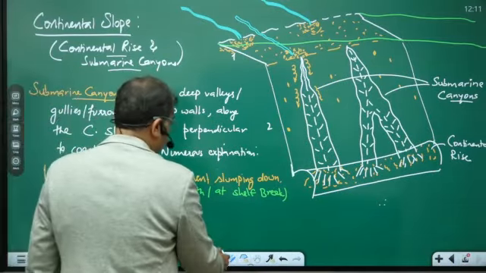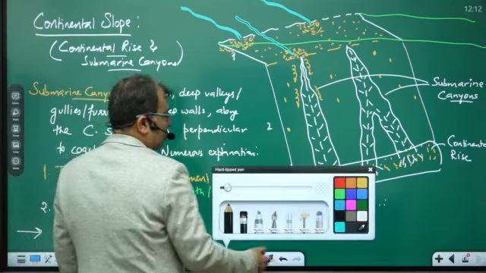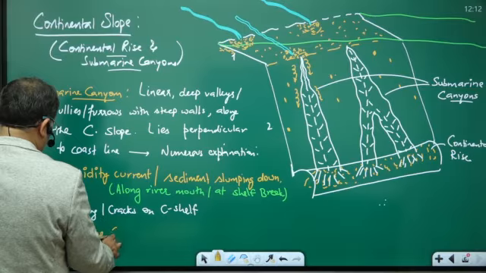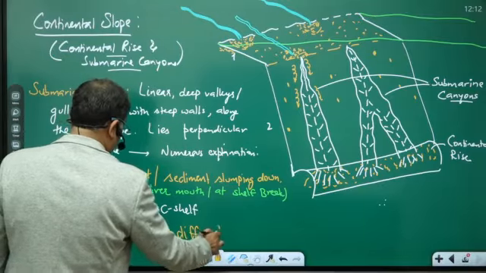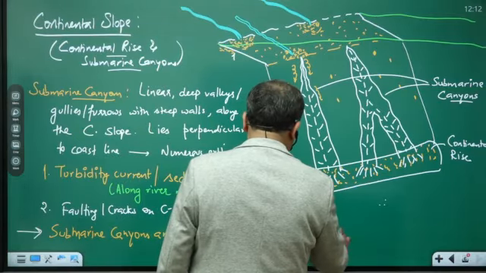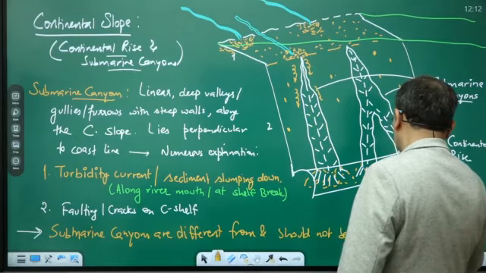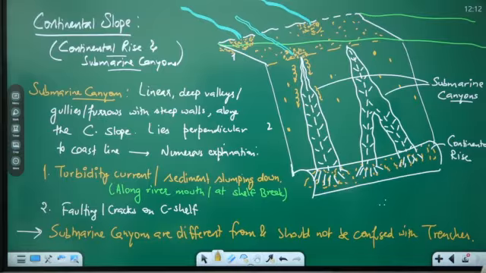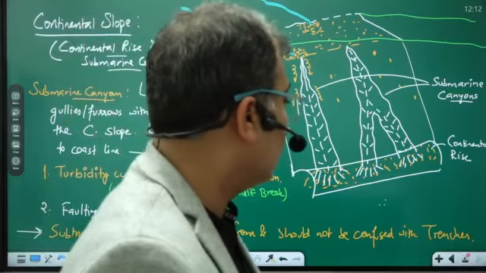However, submarine canyons should not be seen as a trench, because a trench is also a long linear furrow or a depression.